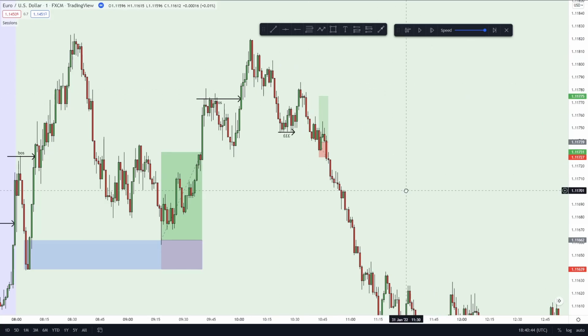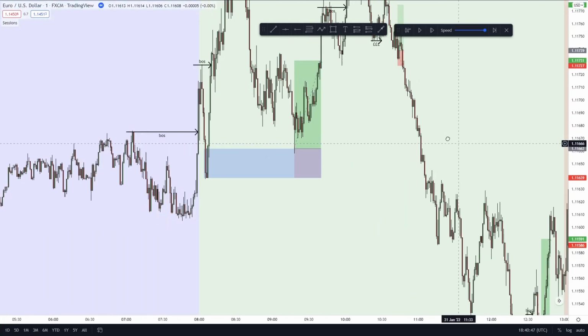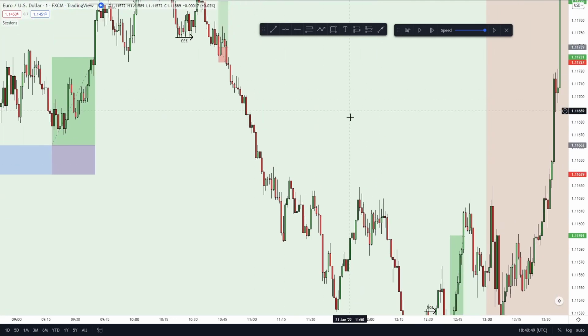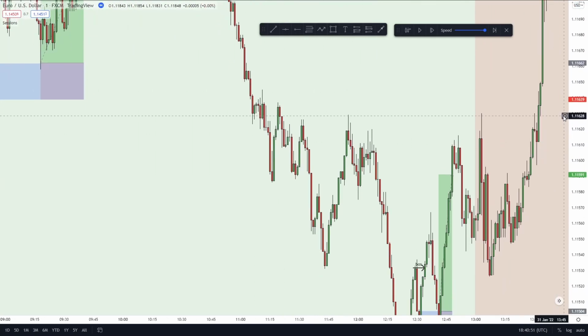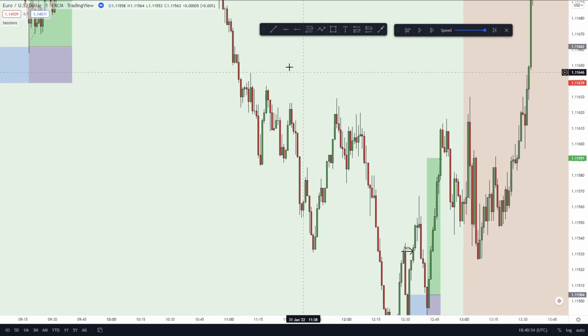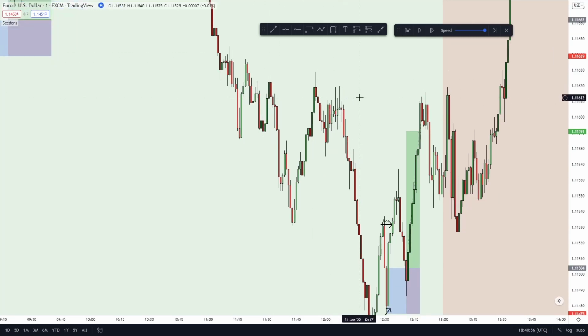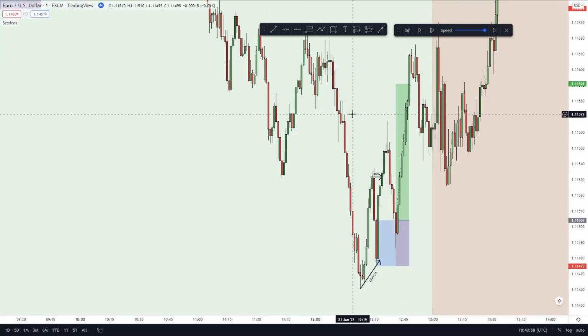Anyway, so as you can see, price drops very strongly off to the downside, not really giving many opportunities to enter at all. I guess in hindsight now, you maybe could have had an entry around here, but price action was looking a little bit choppy. Anyway, it continues to drop to the downside.